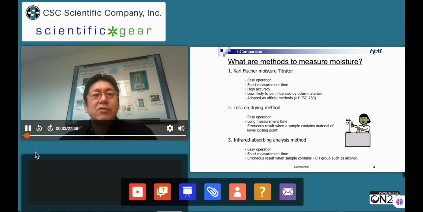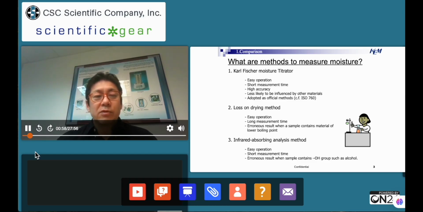So first, what are the methods to measure moisture? In the world, there are several methods to measure moisture. The first one is the Karl Fischer moisture titrator, as you know. This is a very well-known method to get good accuracy. The advantages are that it is very easy to operate, has short measurement time, and gives high accuracy.